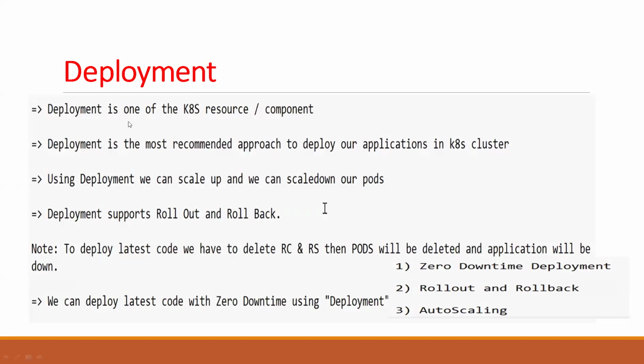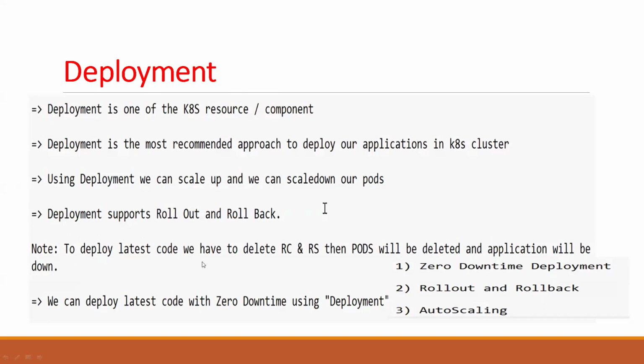Guys, understood? Using deployment, we can scale up and scale down our pods. Deployment supports rollout and rollback. Rollout is nothing but a new feature being deployed in Kubernetes. If I want to roll back immediately, how can you roll back? By using the rollback option. We can achieve this in the deployment component.